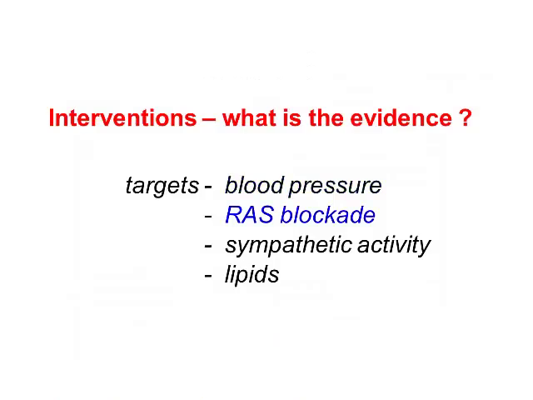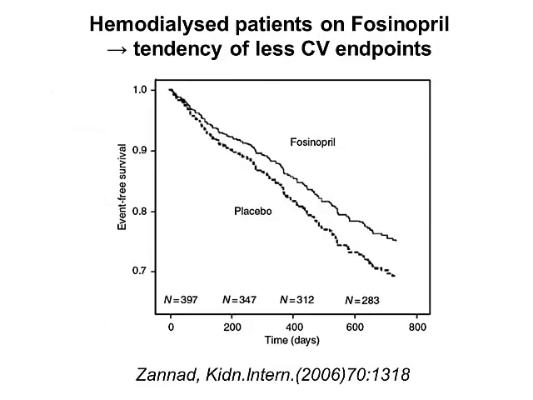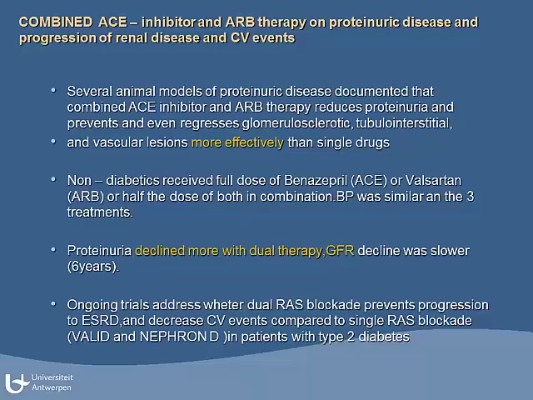RAS blockade, what can we say about that? This has been shown, I think, also with trandolapril, which is absolutely not of any benefit in patients with normal renal function, but is of benefit in patients with already some degree of renal failure. That's interesting. The same is true for fosinapril and maybe other ACE inhibitors. And here is the SARTAN study, which also showed a survival benefit in dialysis patients.